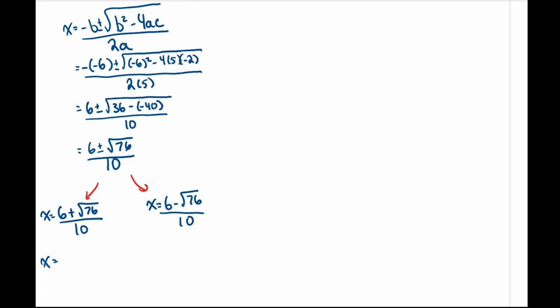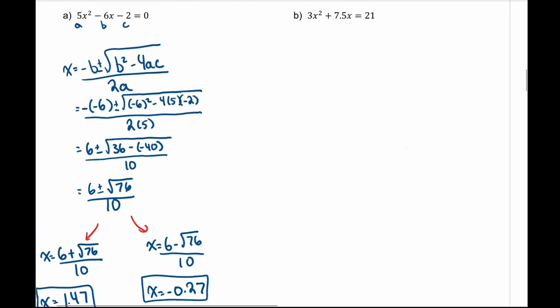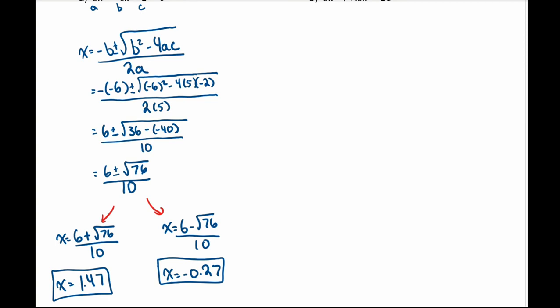Here we can go through and solve now. So 6 plus square root 76 divided by 10 gives us a value of 1.47. And if we do 6 minus the square root of 76 divided by 10, x equals negative 0.27. So these are our two solutions to the quadratic equation, or the two x-intercepts. So you can see that the x values aren't nice numbers, so if we tried to factor this, it wouldn't be possible.